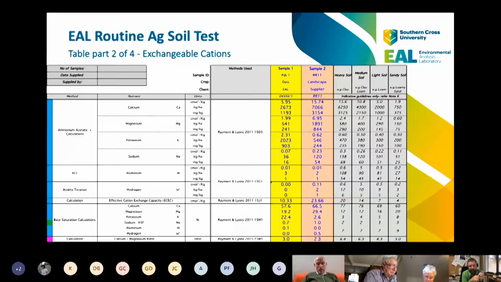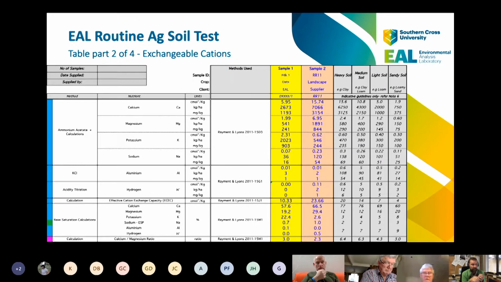Now, the next part is called base saturation. All that is simply taking, say, for calcium, your 5.95, dividing it by your total exchangeable cations, which is 10.33, times it by 100, which is converting it to a percent. Can you just say that again, please, slowly? So you take your 5.95, divided by 10.33. Okay, got it. Times it by 100, which converts it to a percent. So it's ratioing out your exchangeable cations compared to your total, your summation, which is your effective cation exchange capacity.